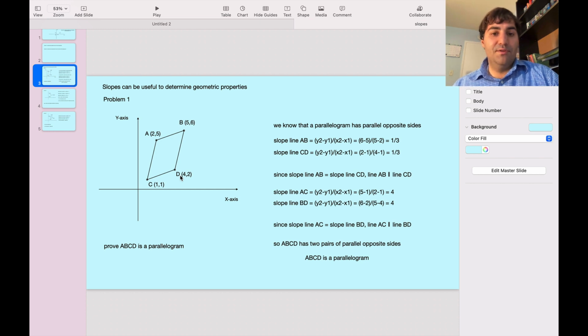Just as a reminder, if you only had one pair of parallel opposite sides and the other two sides were not parallel to each other, then it would be a trapezoid, right?